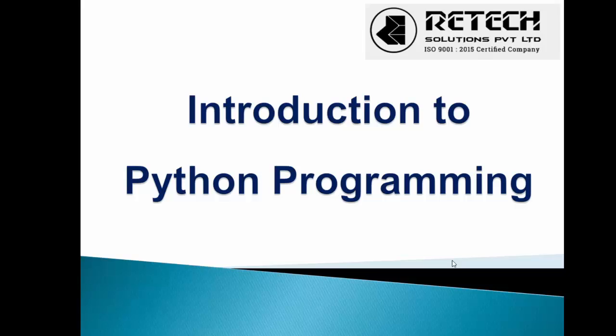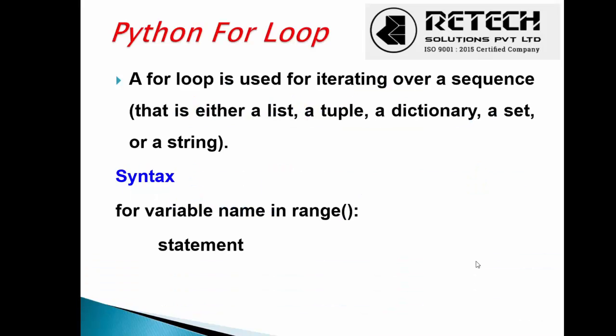Okay. Last class we started loops, and we have seen the while loop and some basics of the for loop. And today in today's class we are going to continue with the for loop. Once again, I'm giving a brief description of the for loop here.